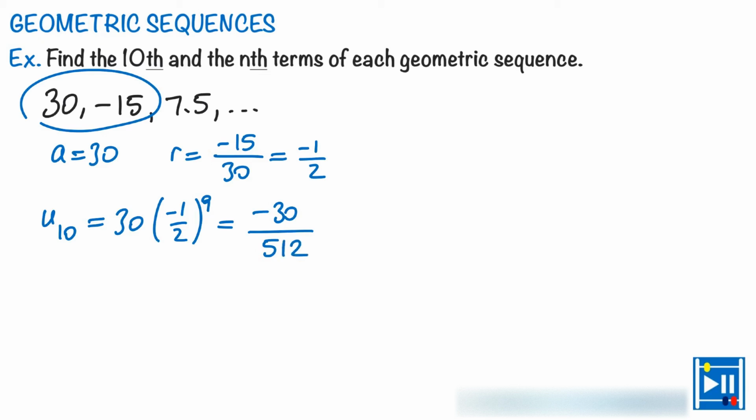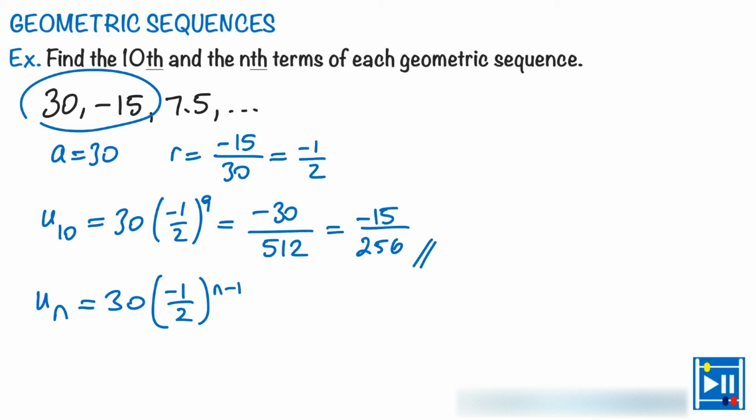So if you try to get this as a decimal, it's going to be a long one. So you can just simplify this to minus 15 over 256, and that's it. And the nth term will be like 30 times minus 1 over 2 to the power of n minus 1. So this is my nth term. Now this can be further simplified.